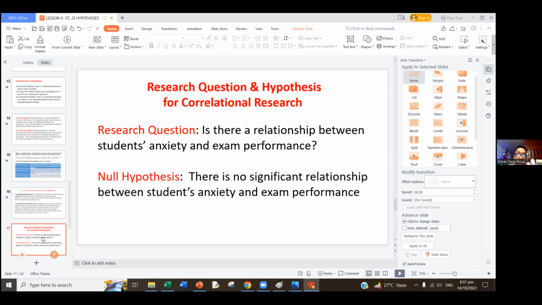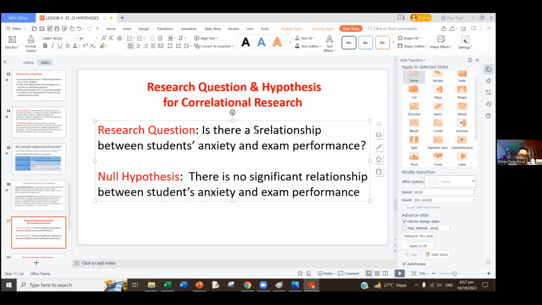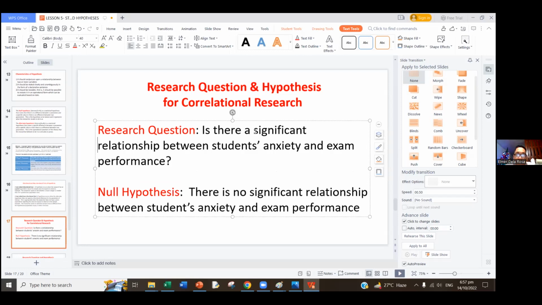Is there a relationship between students' anxiety and exam performance? So pwede nating dagdagan ng salitang significant. Is there a significant relationship between students' anxiety and exam performance? The answer is not yes and not no, but it should be stated this way: there is no significant relationship between students' anxiety and exam performance. So parang inulit mo lang.